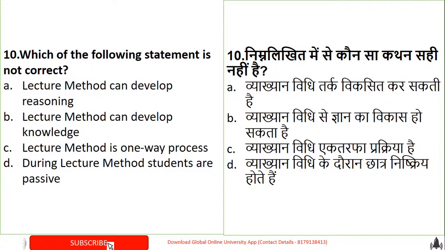Which of the following statements is not correct? Not correct. Lecture method can develop reasoning. I hope everyone is reading it very clearly. In the marathon, I have seen how blindly you people read. So just understand it very well. Lecture method can develop reasoning, or lecture method can develop knowledge. Lecture method is a one-way process, or during lecture method, students are passive. So what is the correct statement? Students are getting wrong answers.